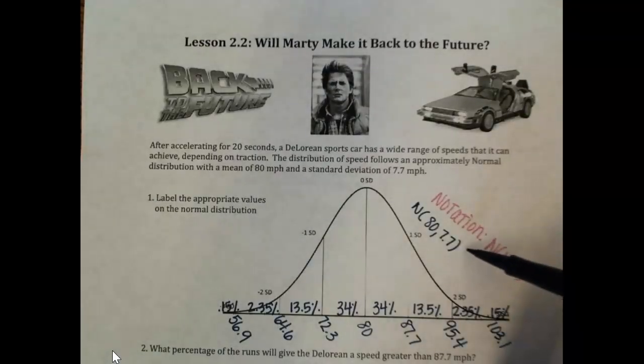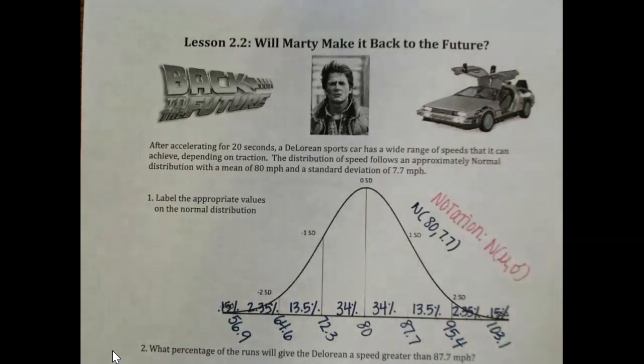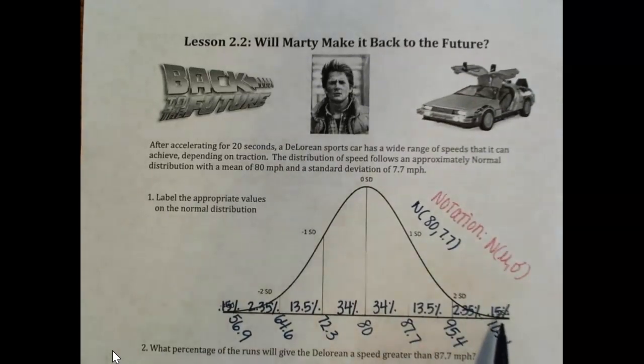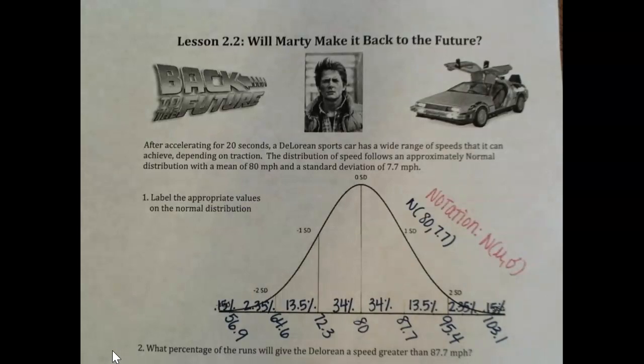Hopefully you remember to include your normal curve with the mean and the standard deviation. So our notation is N is for normal, mean and standard deviation. You need to have that because you can completely describe the normal distribution from the mean and standard deviation. I went ahead and labeled in my percentages in each one of these. I have my mean of 80, and then going to the right, I added 7.7. Going to the left, I subtracted 7.7 each time, and this should be what yours looks like.